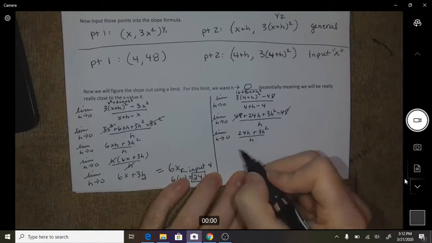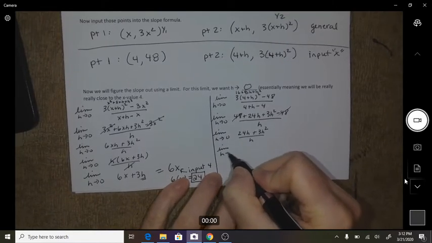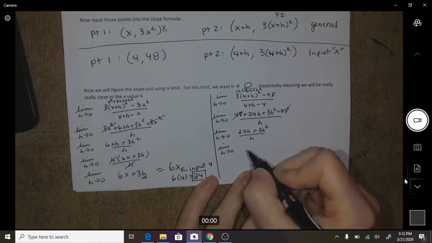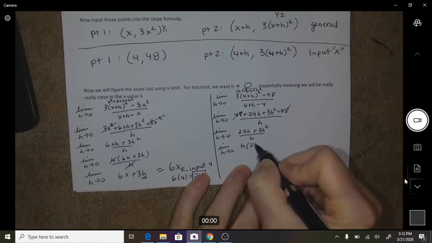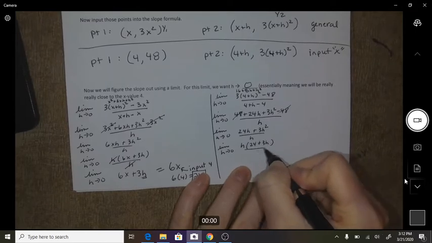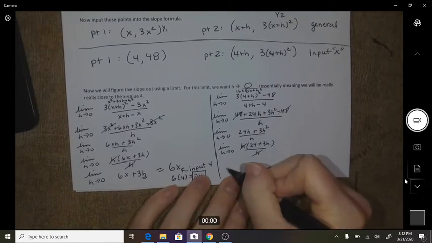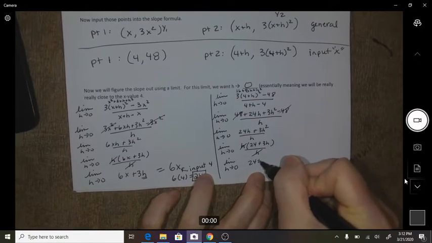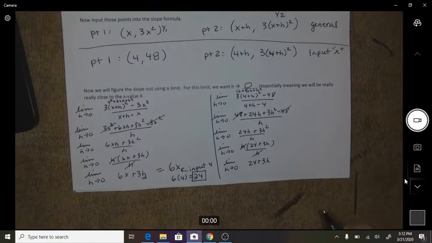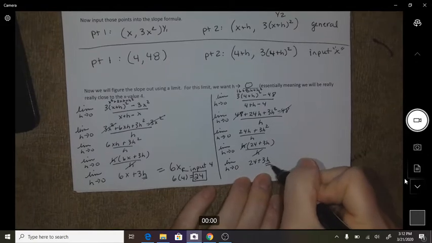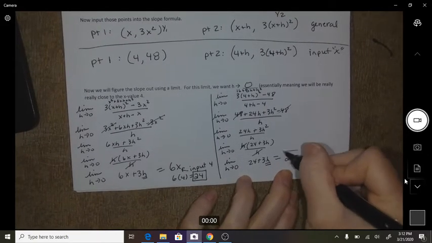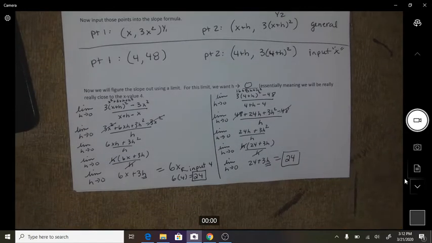Okay, I can factor an h out. So I still need this limit piece in front, right? Because I haven't actually applied the limit yet. Cancel those out. So the limit as h approaches 0. Okay, I'm about to put my limit in. So as h approaches 0, 24 plus 0 ends up being 24. So you can see how our answers match.